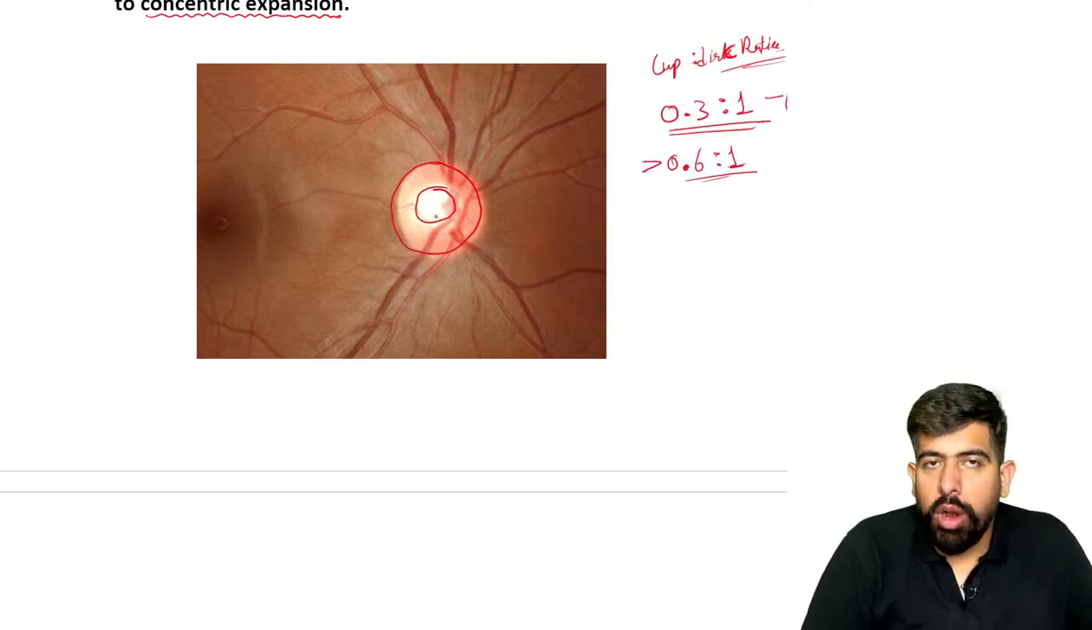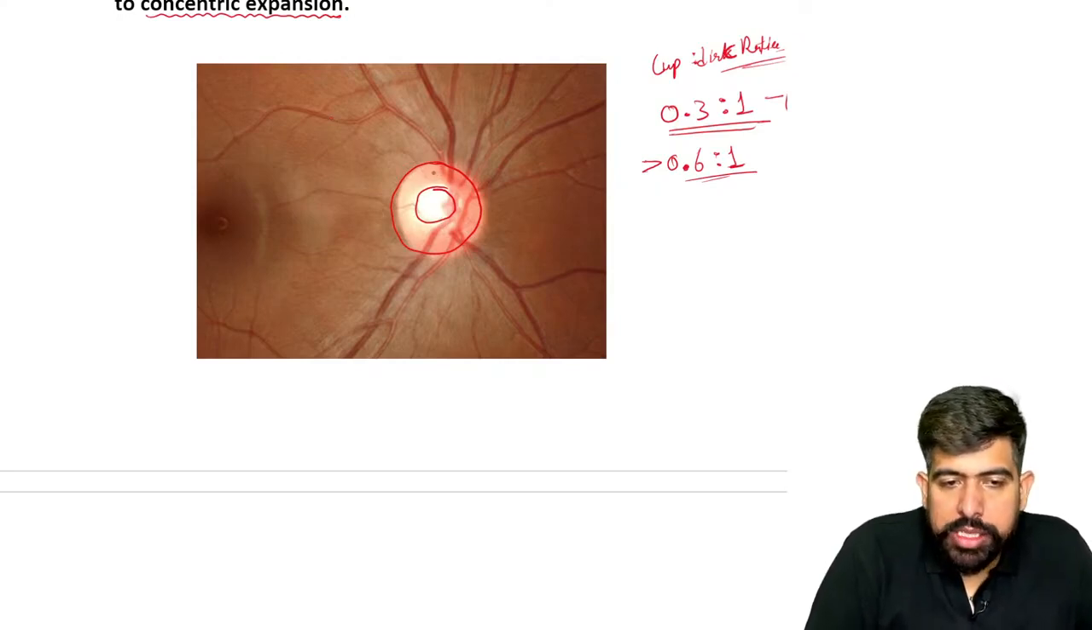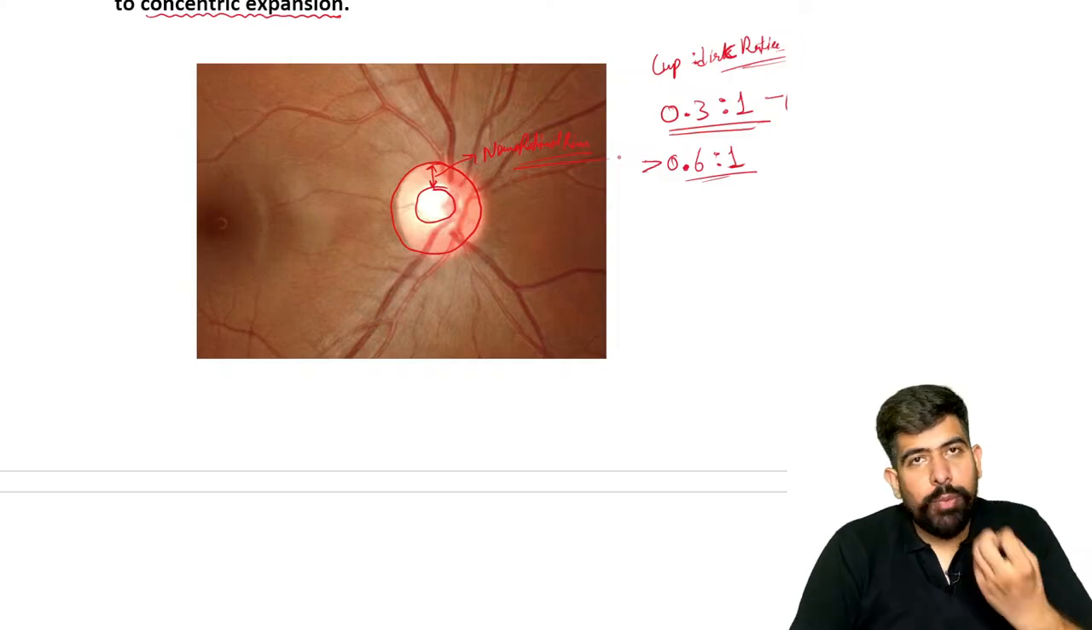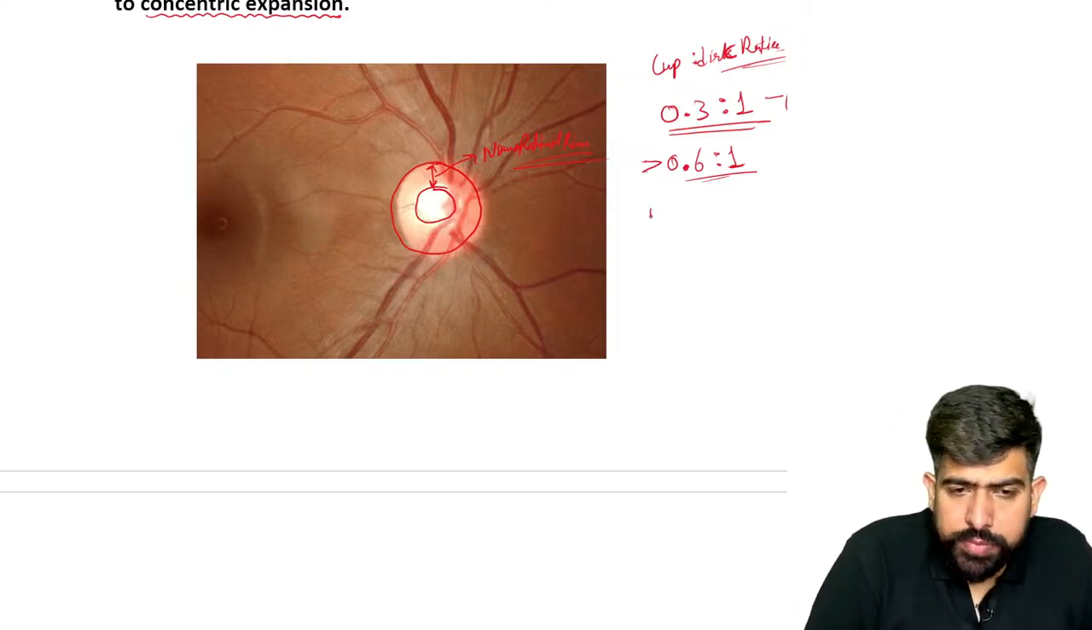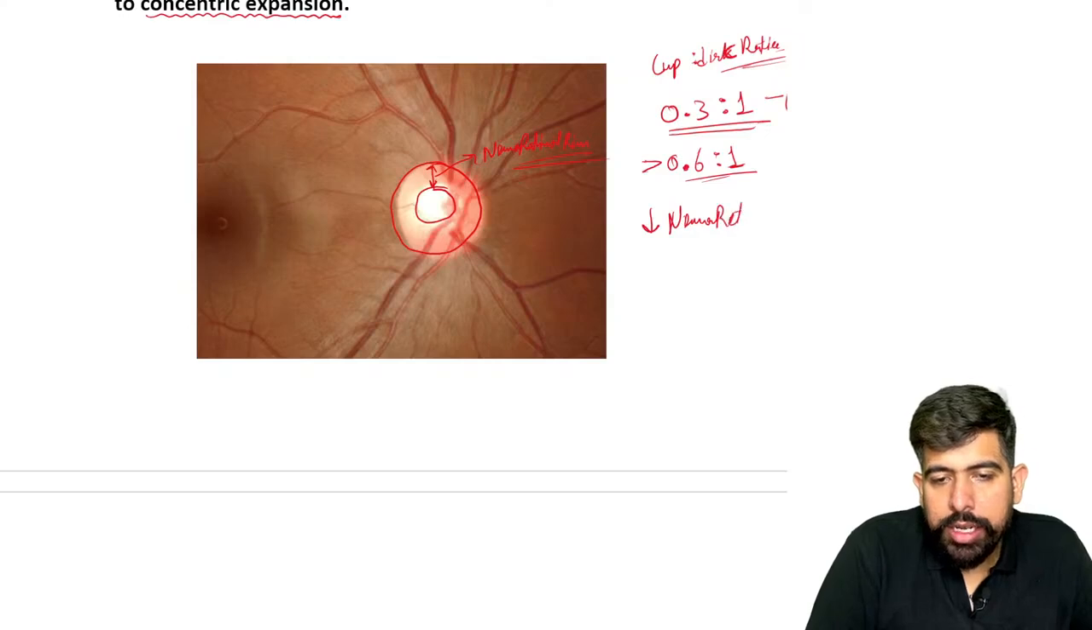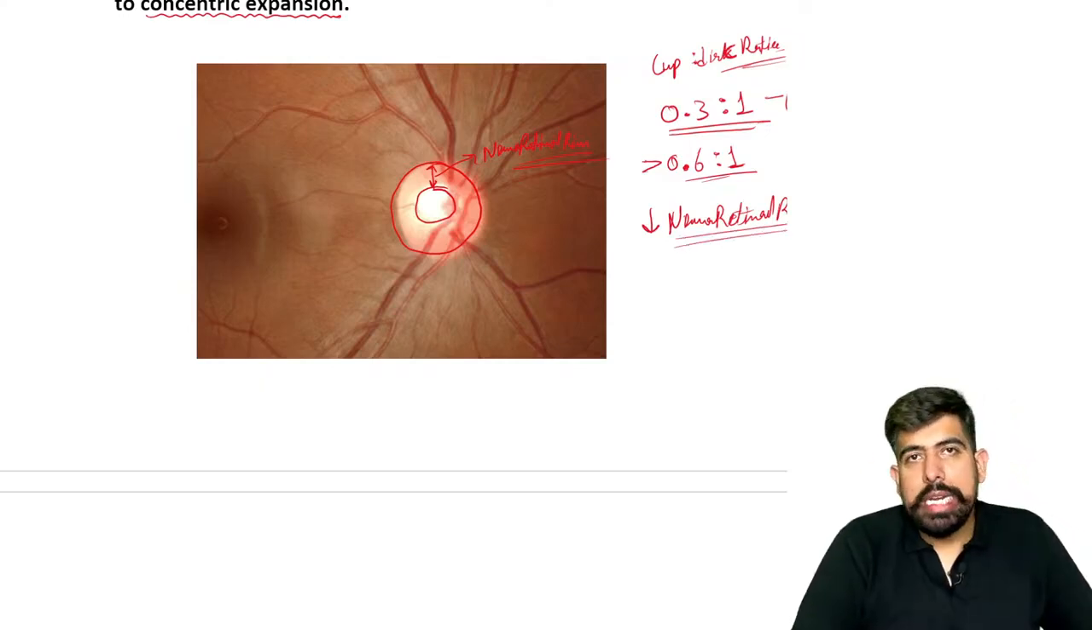The second thing: between this cup and disc, this area is known as the neuroretinal rim. Now, as this cup enlarges, there will be a decrease in the neuroretinal rim. The neuroretinal rim will decrease, right?